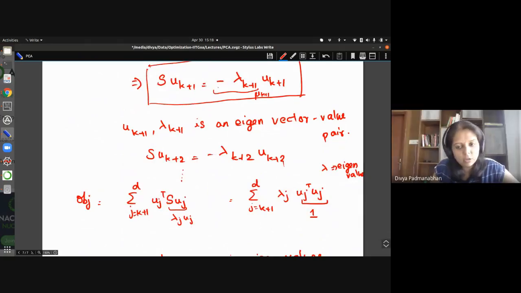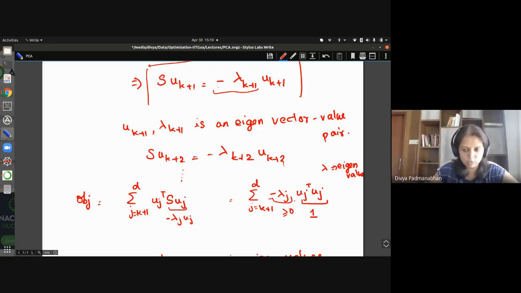Let me not confuse it with this mu k. Let's just take it as though we have only lambdas. So S u_j is now going to be minus lambda j u_j in terms of what we have written, and so this is going to be minus lambda j u_j transpose u_j. And this minus lambda j is going to be greater than or equal to 0, because S was positive semi-definite.